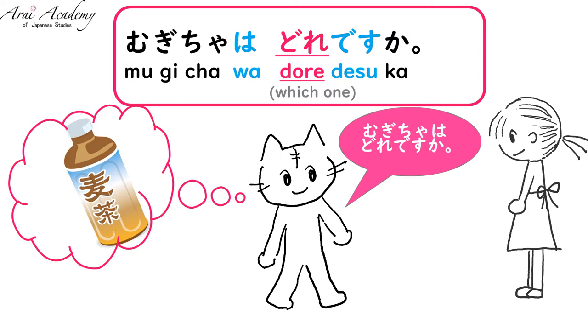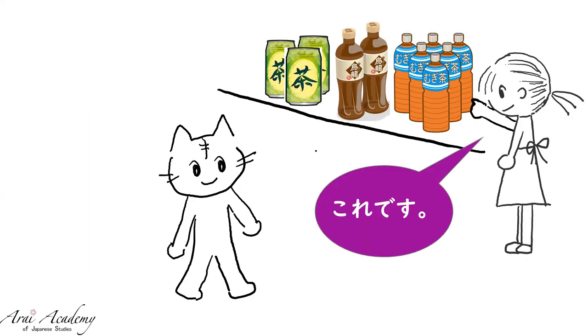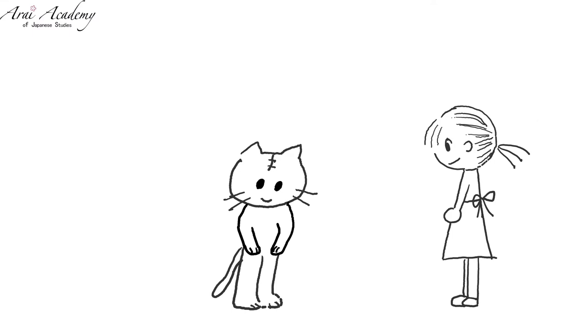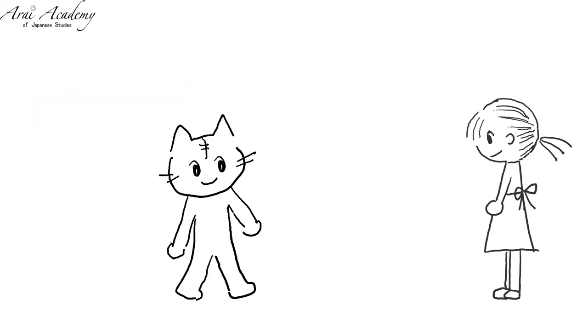麦茶はどれですか? これです。 Again, the topic 麦茶は is omitted. I'll cover the reason in the summary. And you say, Good! ありがとうございます. いいえ.